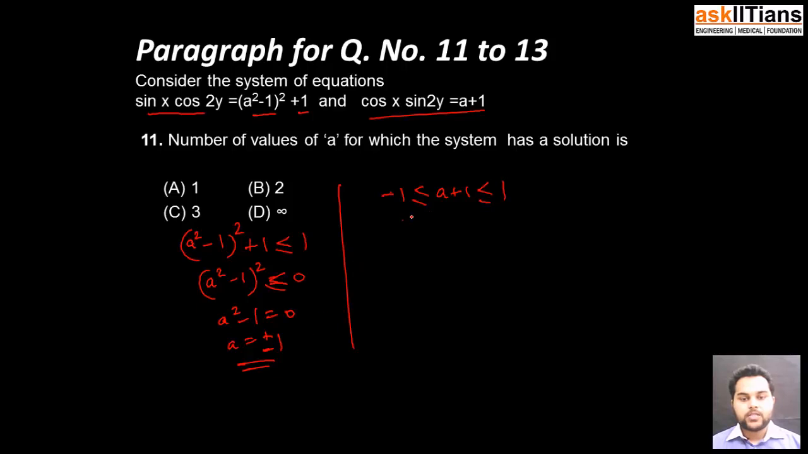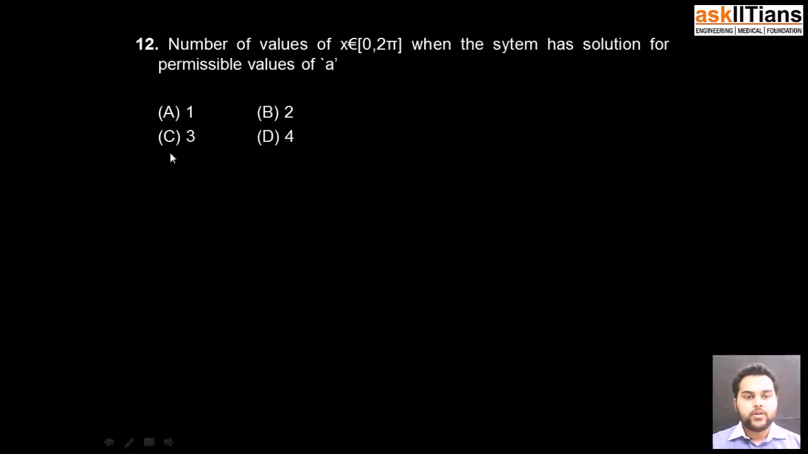Now by checking this inequality, I would get that if I have plus 1, this would not lie in the range of minus 1 and 1, whereas if I put minus 1, I would get a 0 which lies between minus 1 and 1. Hence a is equal to minus 1. So only for one value of a, that is minus 1, I shall have a consistent system. Hence option A.